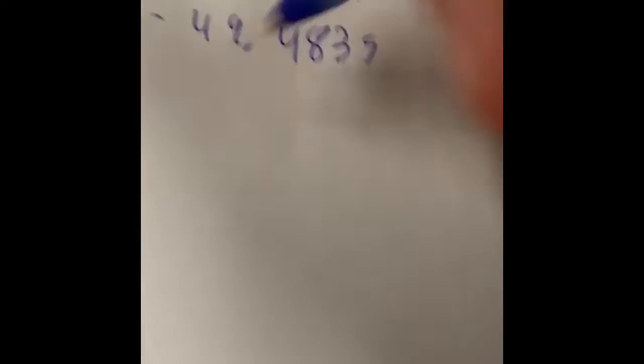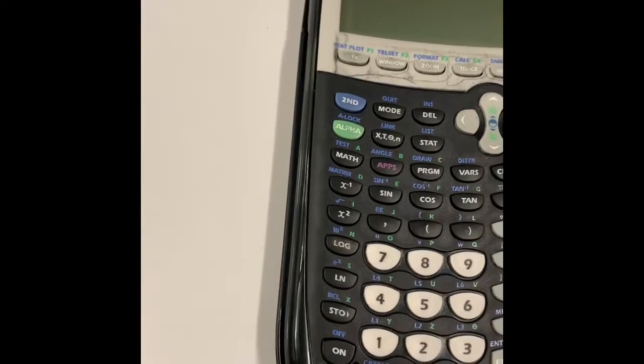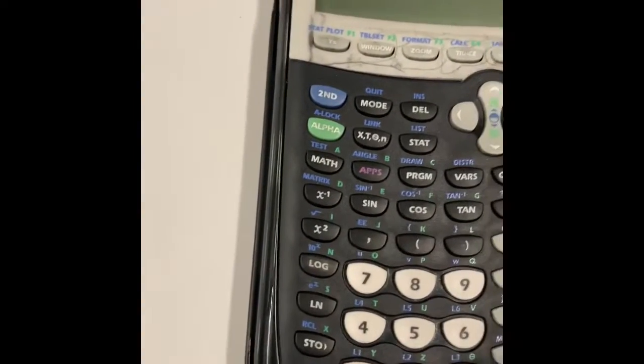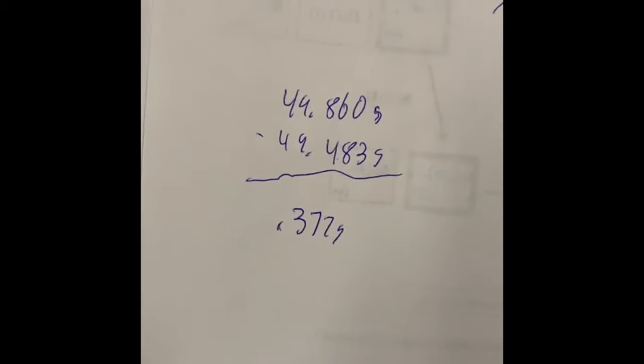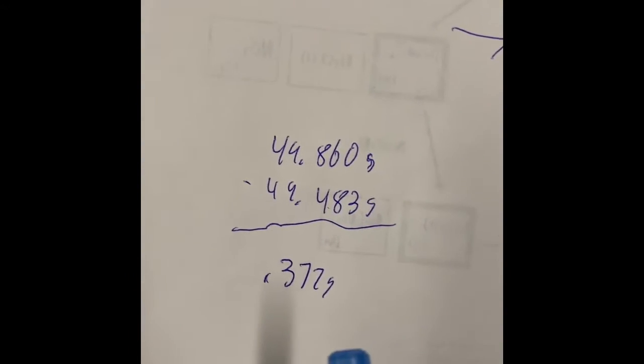So, 49.860 grams minus 49.483 grams yields 0.377 grams. So, 0.377 grams, that is the final mass of the copper.